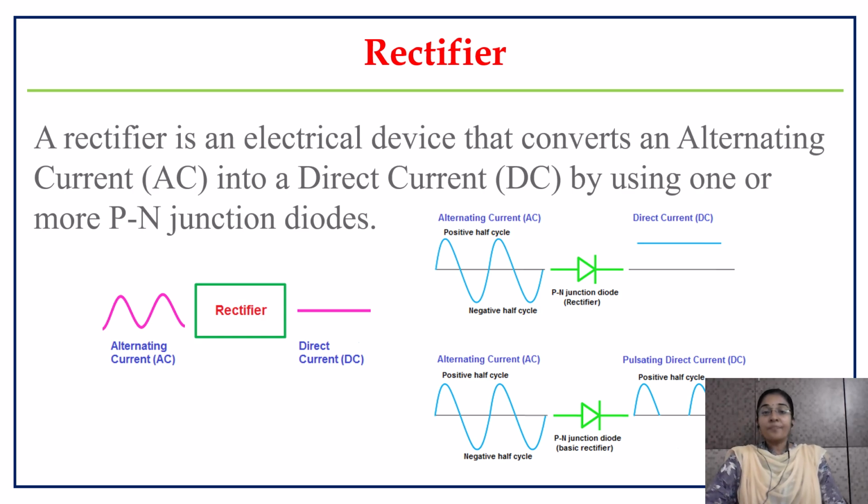Hello everyone. In today's session, we'll see what a rectifier is, a basic introduction to the half-wave rectifier, which we have discussed in the previous session, and about full-wave rectifiers. So, what is a rectifier? A rectifier is an electrical device that converts alternating current into direct current by the usage of a PN junction diode. To convert this AC to DC, we can use more than one PN junction diode in our circuit.